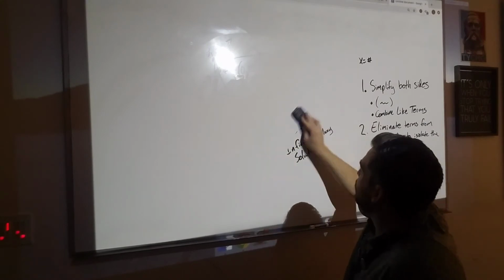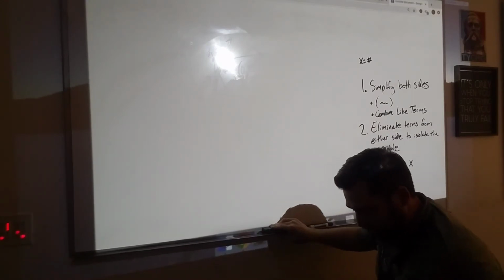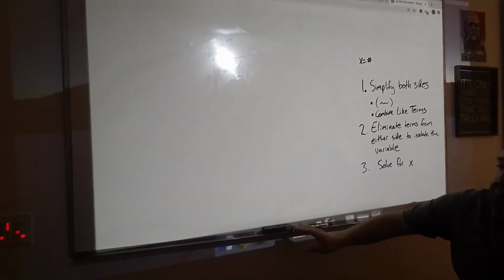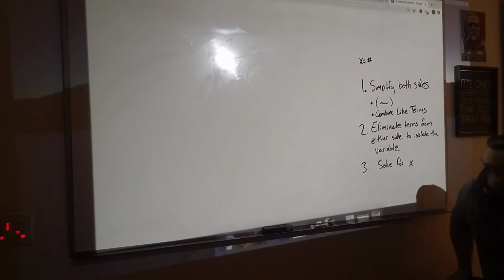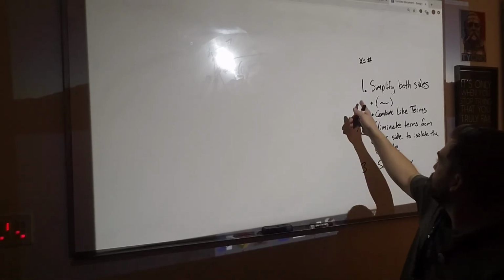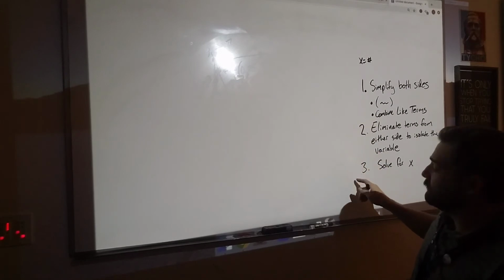The next thing that we need to talk about is solving inequalities. Now, solving inequalities is exactly the same as solving equations, except for one thing. When we get to the step where we multiply or divide at the end, if we're multiplying or dividing by a negative, we have to change the direction of our inequality sign. That's the only difference. Otherwise, we're going to use the exact same steps.